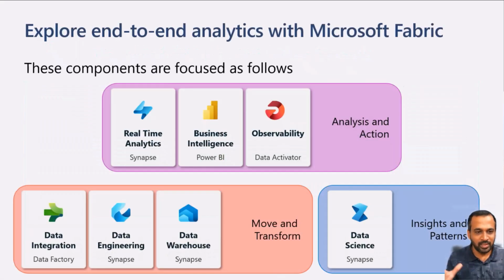Now, when it comes to end-to-end analytics, we want to split this into three different segments. One is action and analytics, the things that come around Synapse Real-Time Intelligence. Basically, Synapse Real-Time Analytics and Data Activator are now called Synapse Real-Time Intelligence. They collaborated these two products together, and now it is a new product called Real-Time Intelligence. On top of that, we have business intelligence. So we'll talk about what the use case of that is.